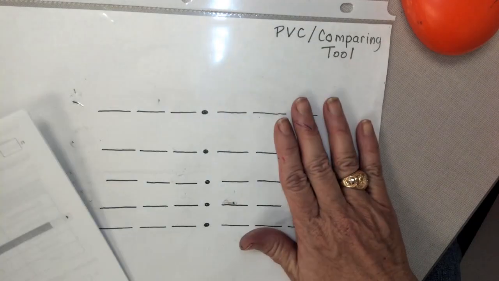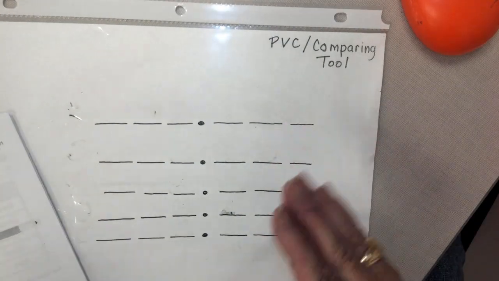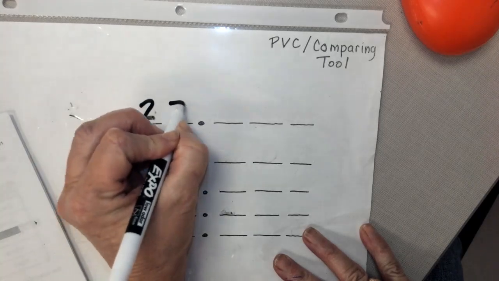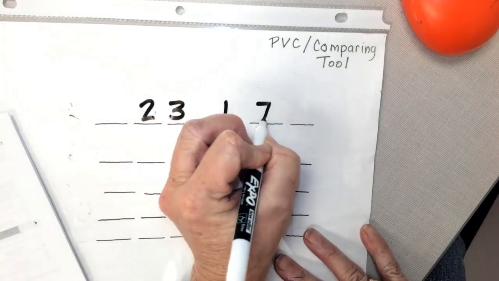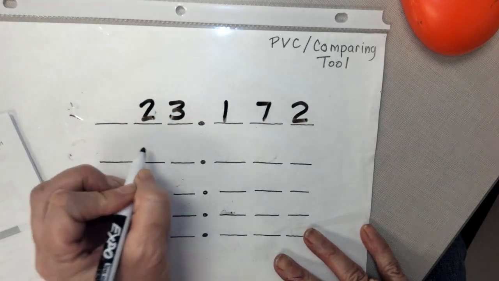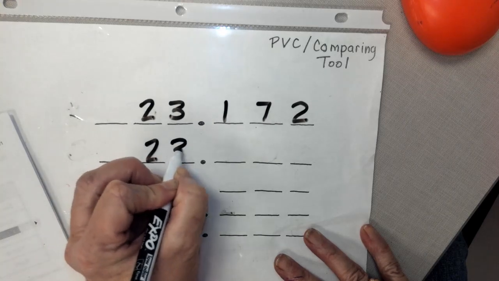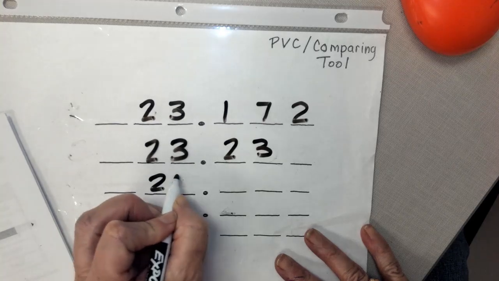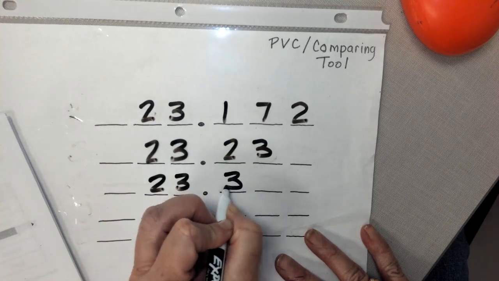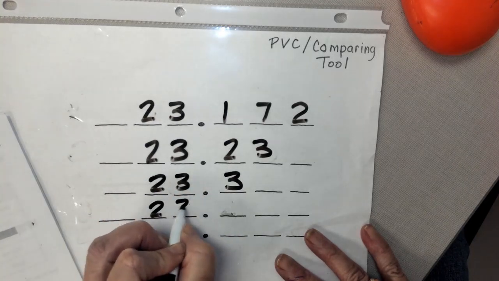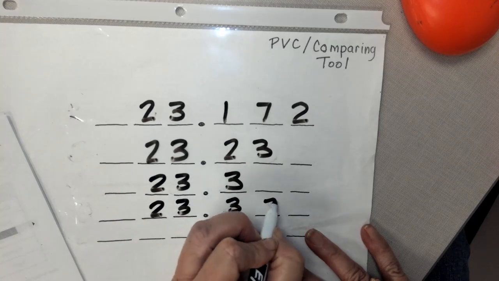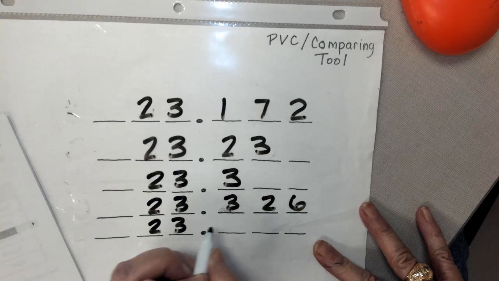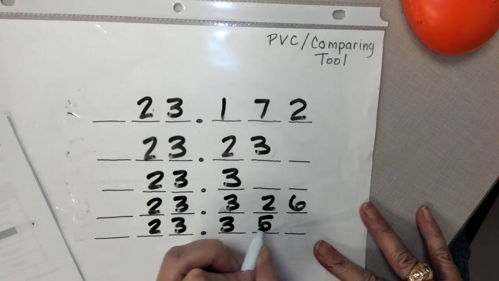So what I'm going to do is take this first strand of numbers, and I'm actually going to use my place value comparing tool. And I'm going to rewrite those numbers. So we have 23 and 172 thousandths, and then we have 23 and 23 hundredths, 23 and 3/10, 23 and 326 thousandths, and 23 and 35 hundredths.